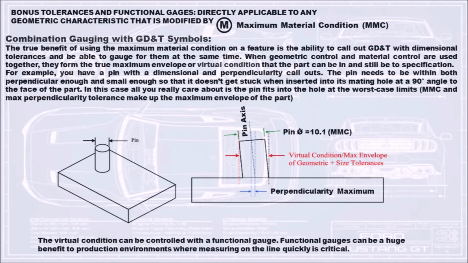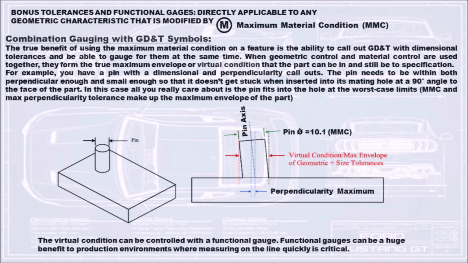Combination gauging with GD&T symbols. The true benefit of using the maximum material condition on a feature is the ability to call out GD&T with dimensional tolerances and be able to gauge for them at the same time. When geometric control and material control are used together, they form the true maximum envelope, or virtual condition, that the part can be in and still be to specification.